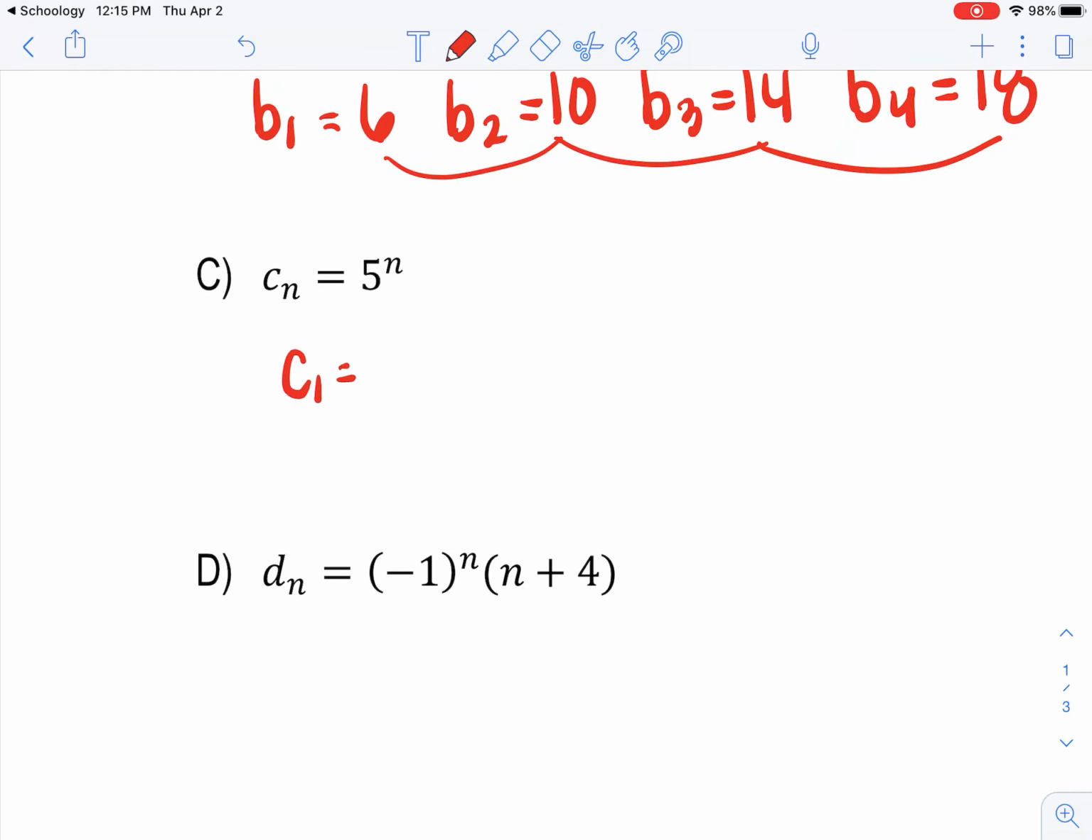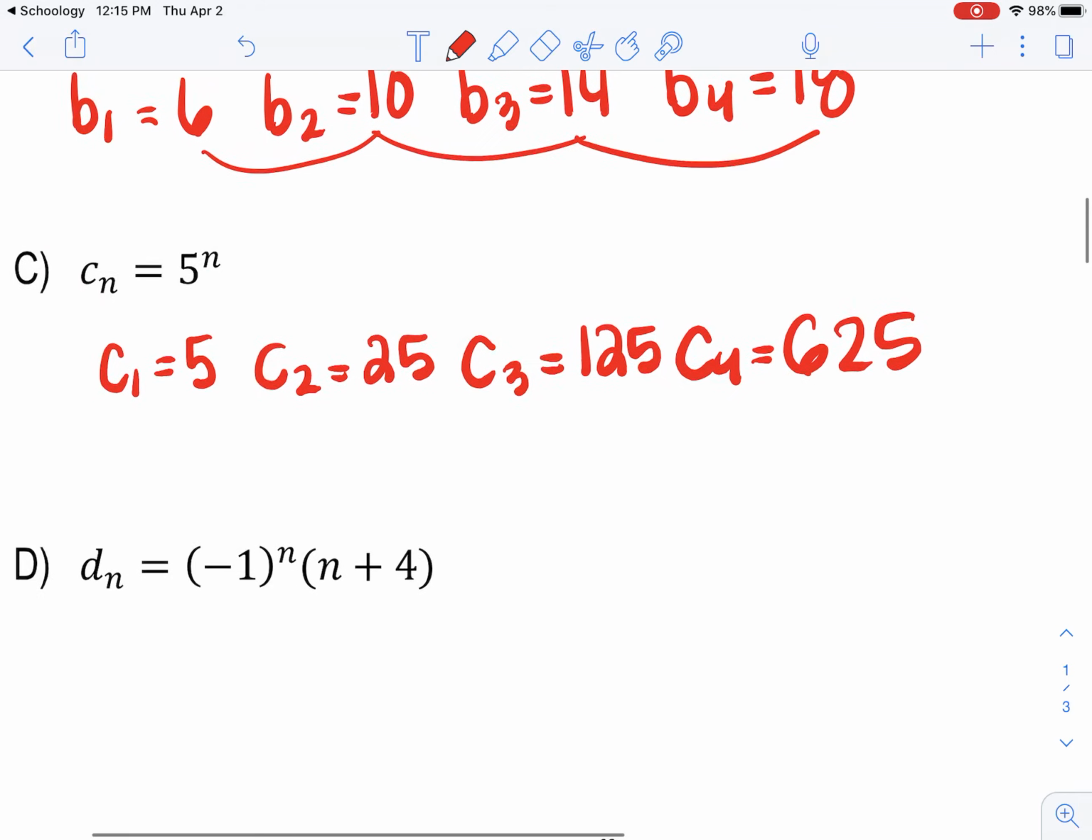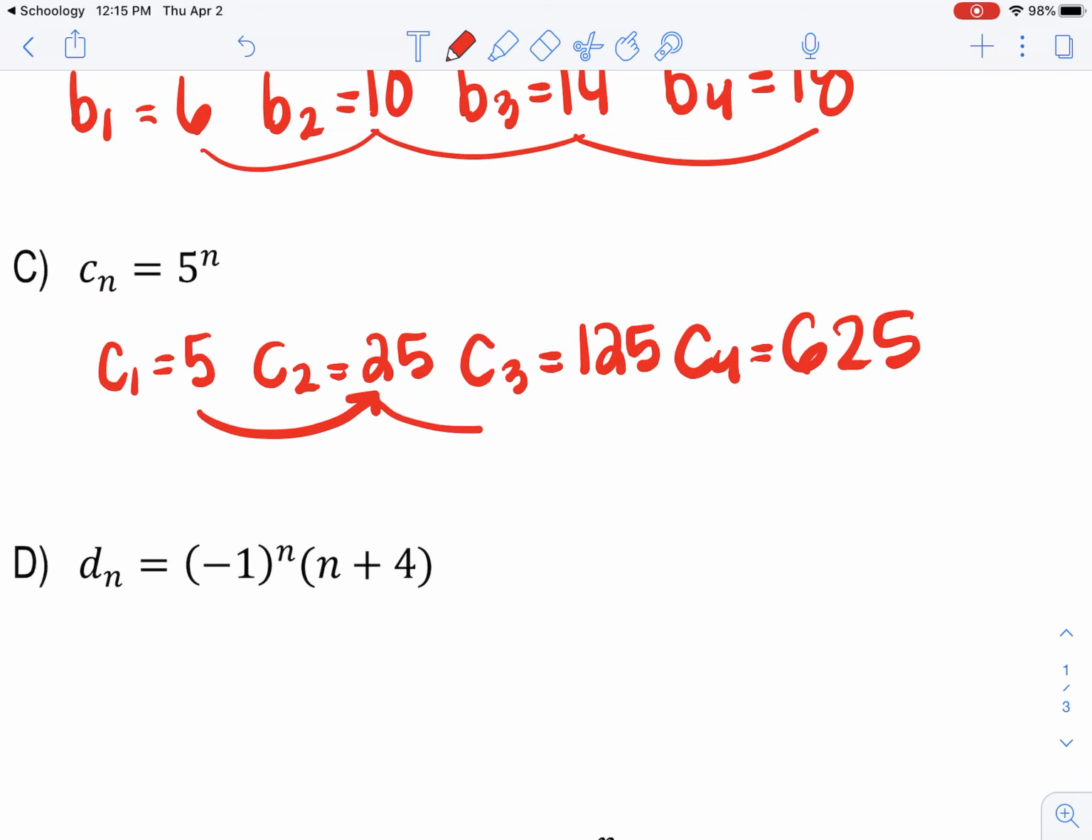All right, let's move on to the next one here. So let's find c sub 1. I'm going to plug in my exponent of 1. 5 to the first power is 5. c sub 2, 5 squared is 25. c sub 3, 5 cubed is 125. c sub 4, 5 to the fourth power is 625. All right, so now if you look at the pattern here, this is plus 20, but this is not plus 20. So what you should notice instead, this is times 5, times 5, times 5.